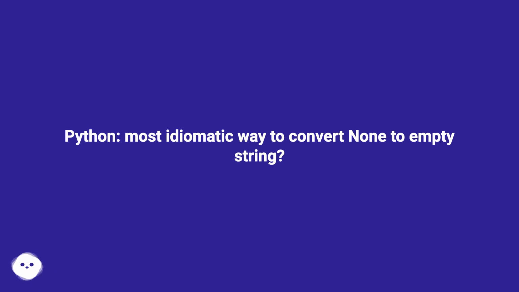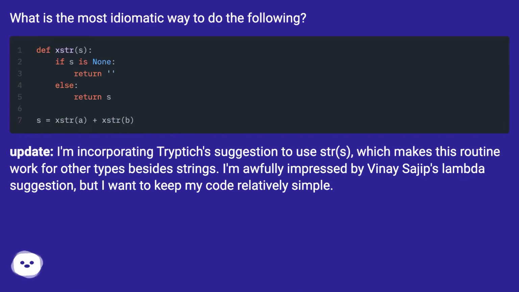Python, most idiomatic way to convert None to empty string? What is the most idiomatic way to do the following? Update: I'm incorporating triptych's suggestion to use str, which makes this routine work for other types besides strings. I'm awfully impressed by Vinay Sajip's lambda suggestion, but I want to keep my code relatively simple.